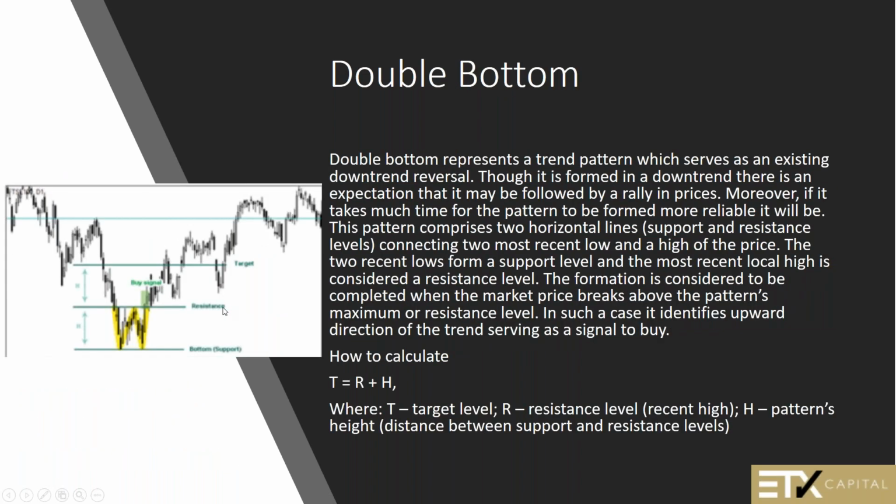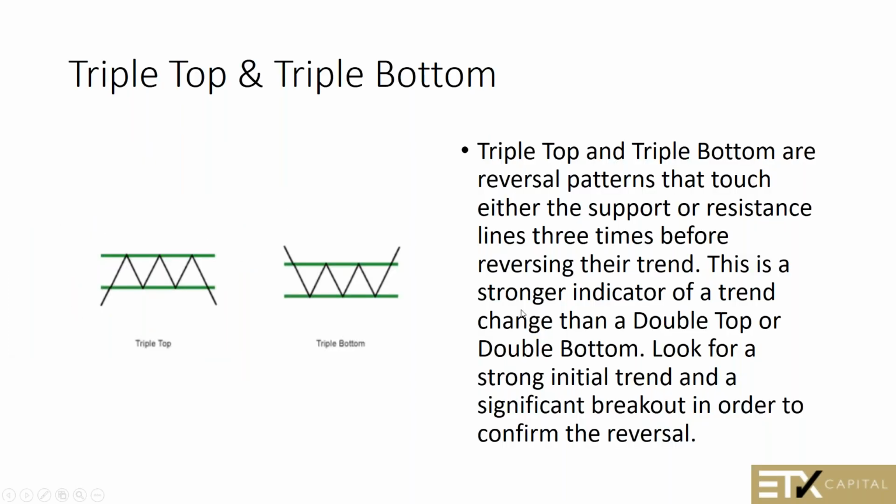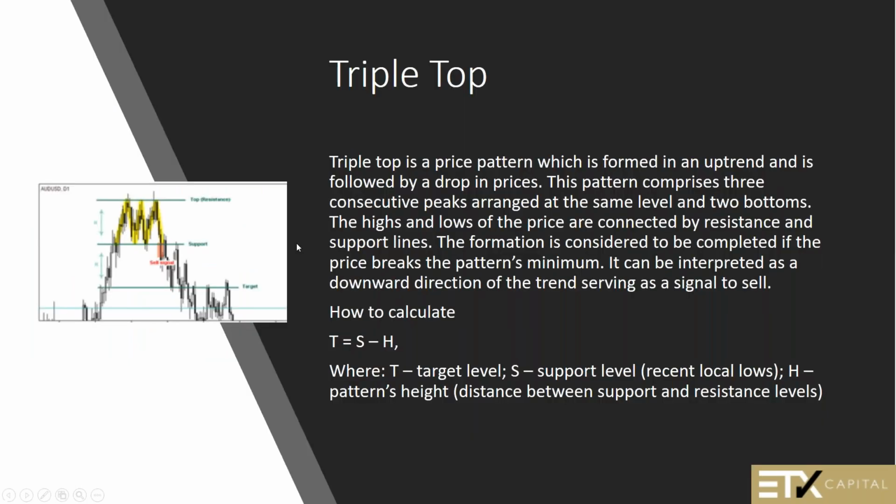The exact opposite occurs in a double bottom. Where T is the target level, R is the resistance level or the recent high, and H is the pattern's height, the distance between the support and resistance level, you simply take T, the target price, equals R, the resistance level price, which was the recent high, plus H. Triple bottoms and triple tops are the exact same thing, but it happened one more time. The calculations are also the same, where T in a triple top is equal to S, the support level, minus the pattern's height, the distance between support and resistance level.